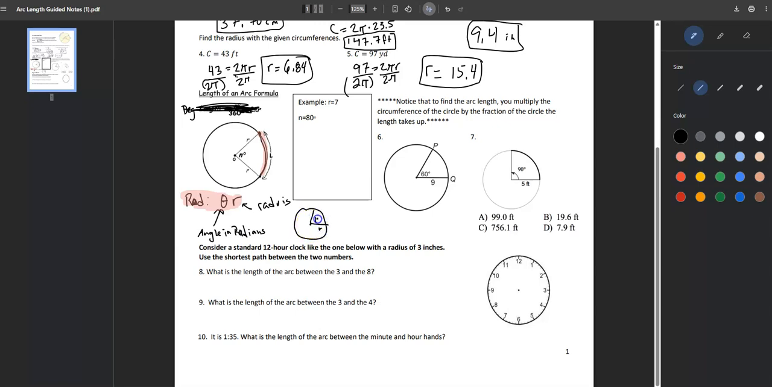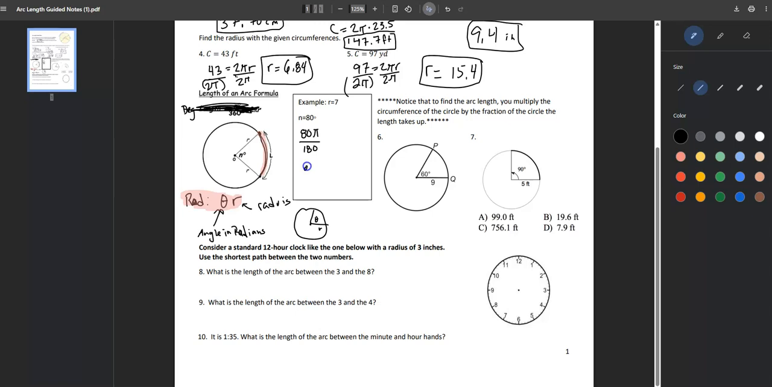This would be r, and this would be theta, but it's got to be in radians. So example number 1, there's my radius, and I've got to convert this 80 degrees into radians. Remember, all I'm going to do is multiply it by pi and divide it by 180, and that is my degree in radians.